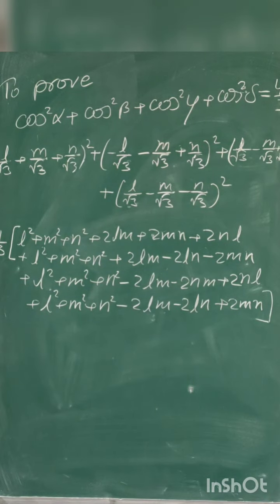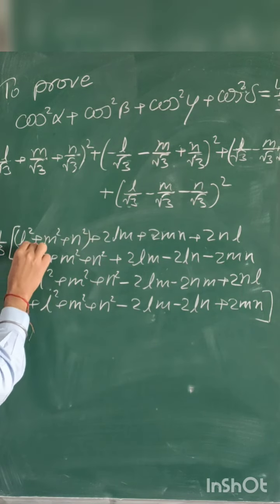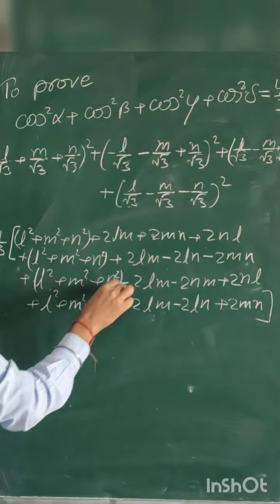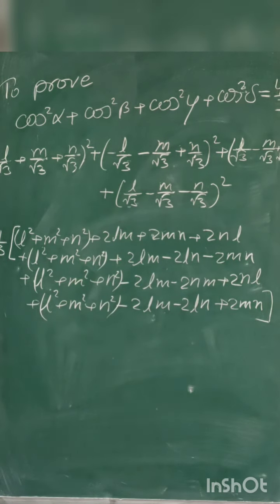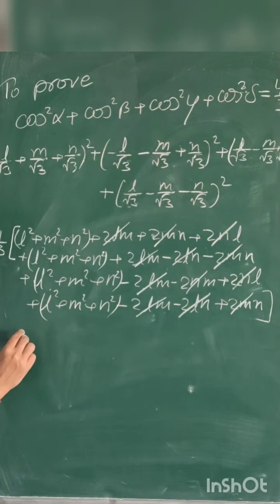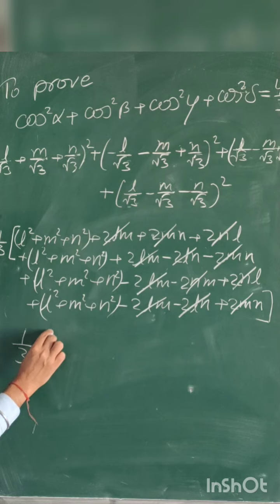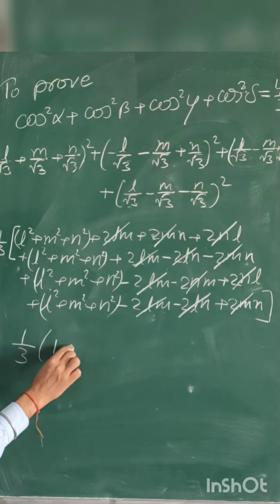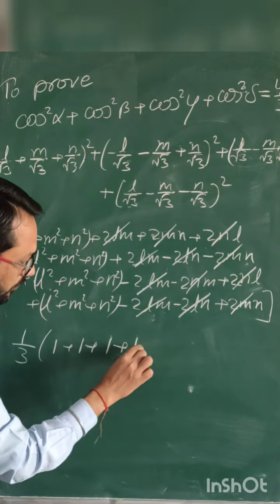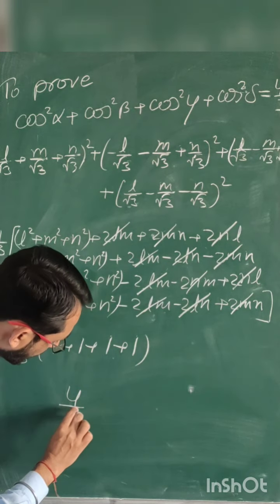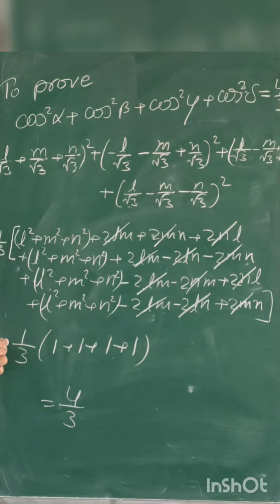Now we know that l square plus m square plus n square is 1. So it will become 1, 1, 1, 1, and the rest of the terms will get cancelled. So all these terms got cancelled. So it will become 1 by 3 times (1 plus 1 plus 1 plus 1), which is written as 4 by 3. So this is the final solution for the above given question.